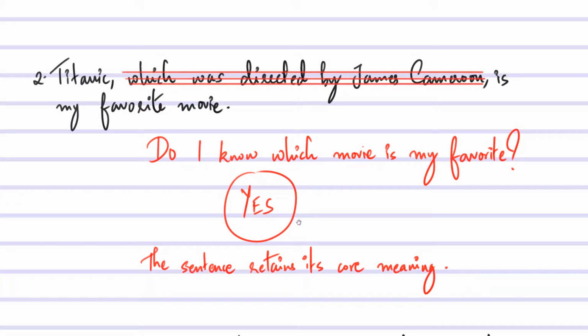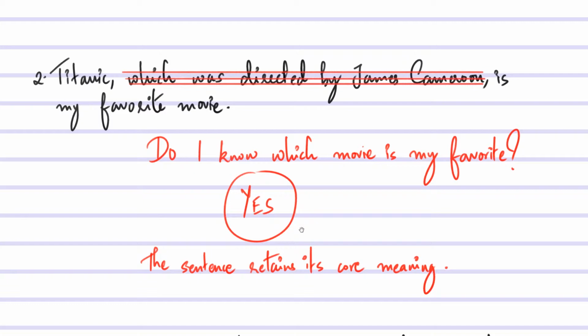Does the sentence retain its core meaning? The resulting sentence becomes, Titanic is my favorite movie. So, can the person who's reading this or listening to this resultant sentence make out what movie is my favorite? Absolutely yes. So, the core meaning is still retained despite cutting out the relative clause.